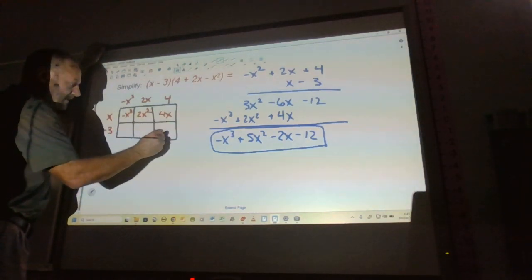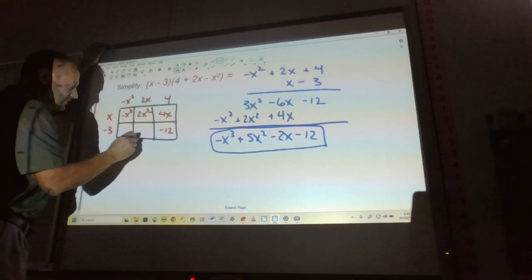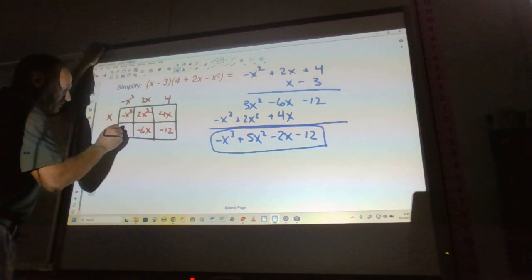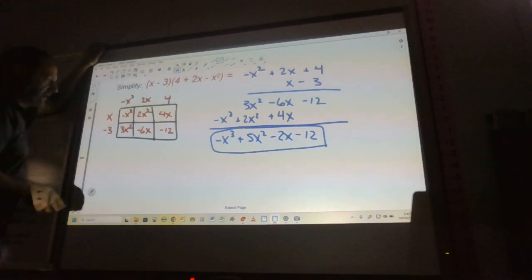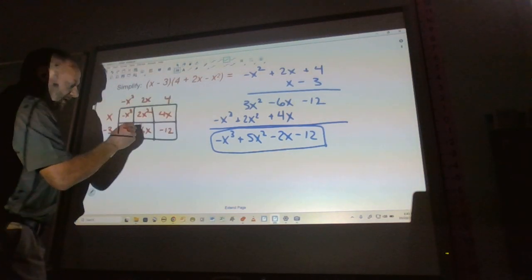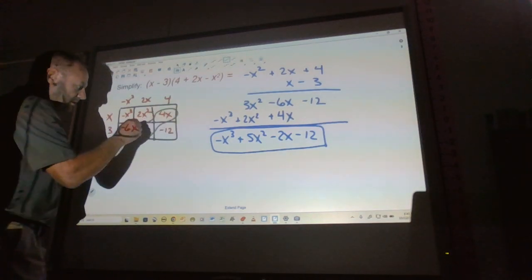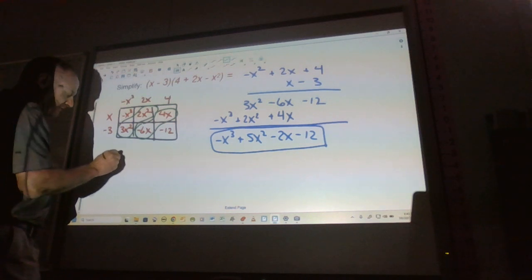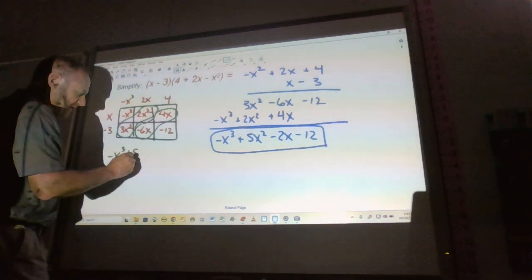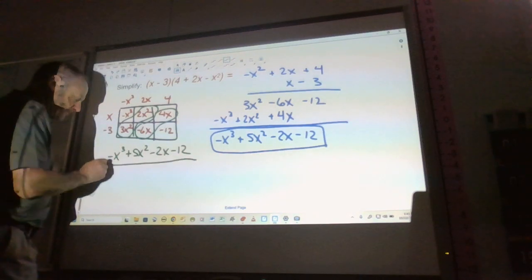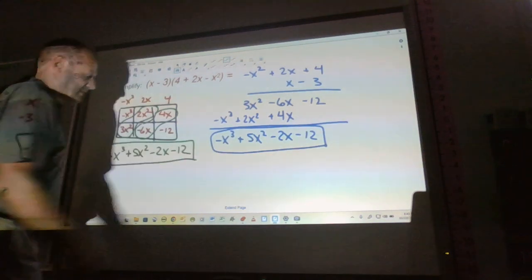Negative 3 times 4 is negative 12. Negative 3 times 2x is negative 6x. And negative 3 times negative x squared is positive 3x squared. And then just go find your like terms and combine them. So I got like terms here, and I've got like terms here. So this would be negative x cubed plus 5x squared minus 2x minus 12. And that's the same thing I have over there.